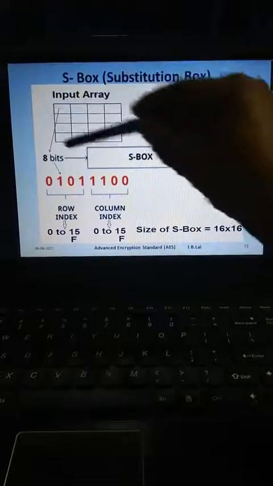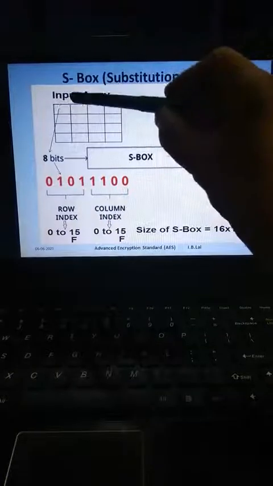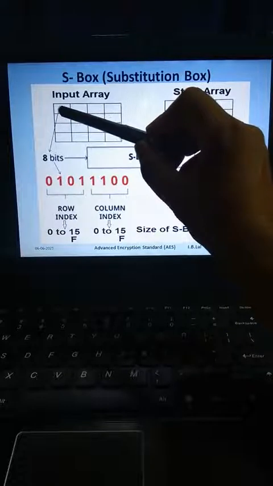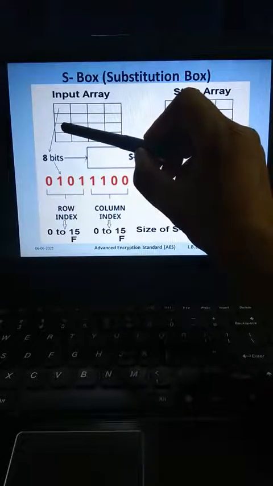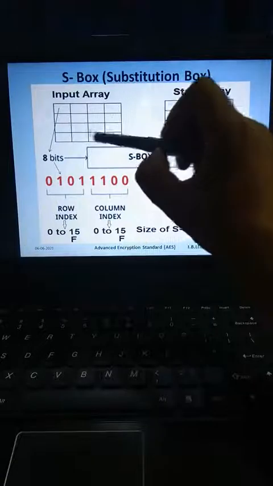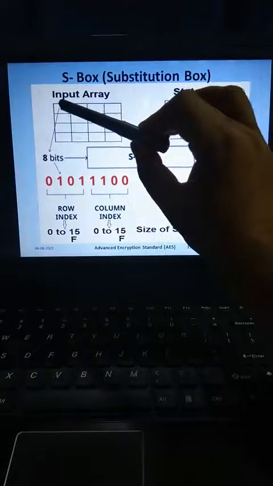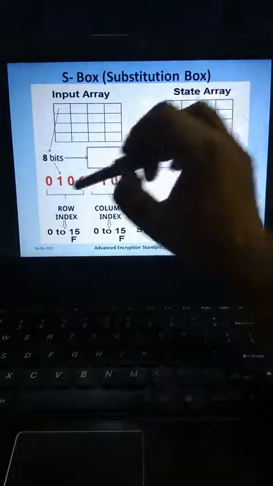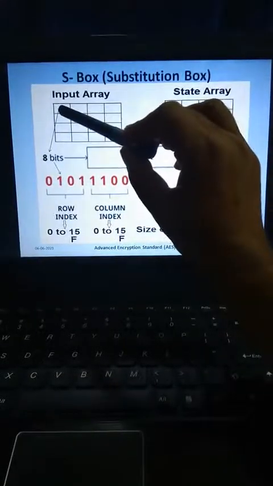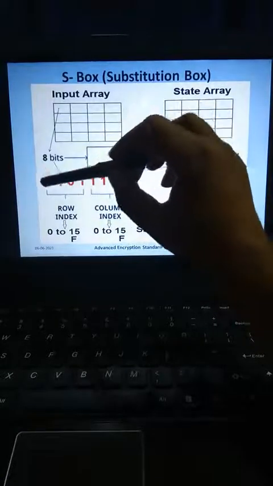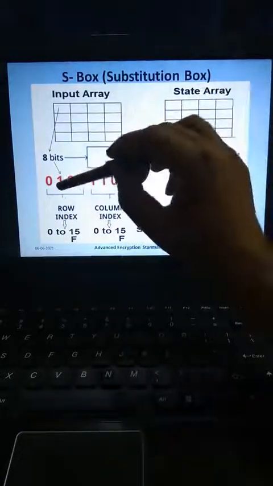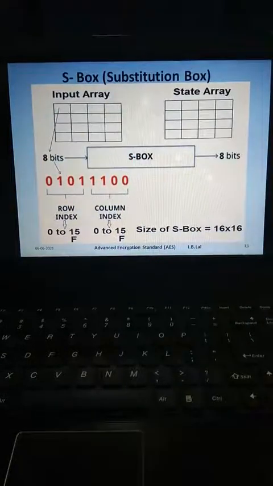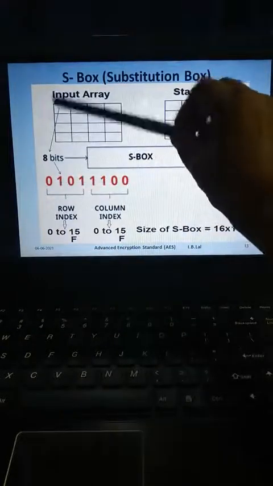Okay, this is the input array, right? Each cell contains 8 bits, 1 byte. 8 bits in this, 8 bits in the next, 8 bits again in the next. So 128 bits are distributed in these cells. So if we take the bits of one cell, say this is the bits of the first cell S0,0 input. Now this is 1 byte consisting of 0101 1100. Okay, this is the first byte of plain text.